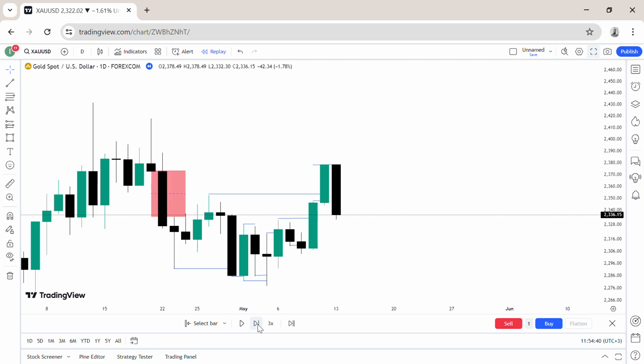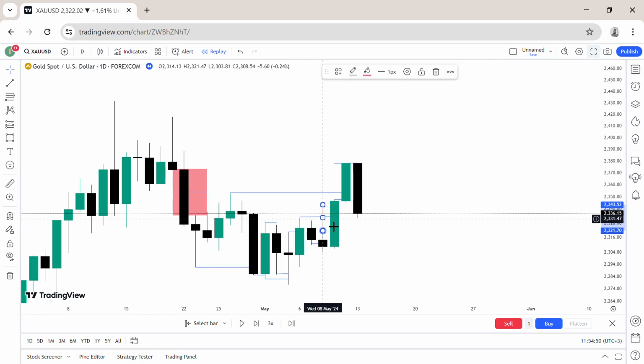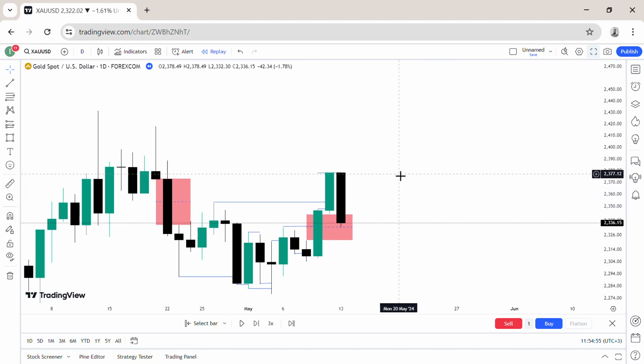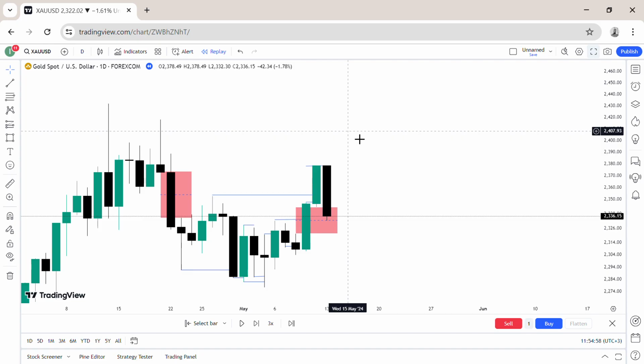It didn't happen. Do you know why it didn't happen? Because there is a fair value gap right here. You know, most of you didn't see that. This is a fair value gap. Okay, that's a fair value gap. And that's what I'm talking about.